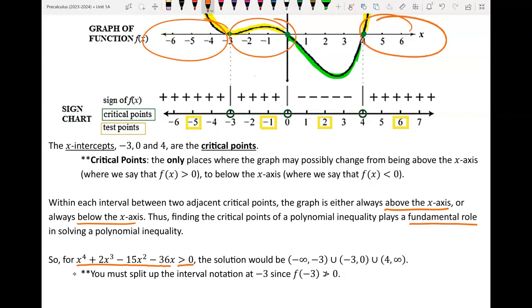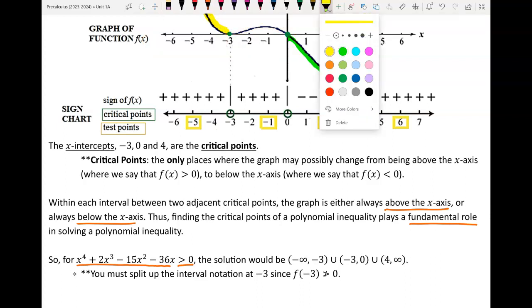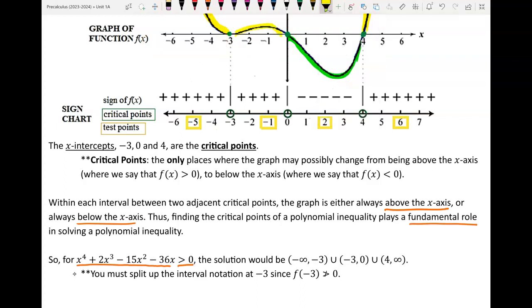Now, one thing of note is that we had to split up our, just going to highlight that interval again, we had to split up at x equals -3, and that's because this one strictly said greater than 0.